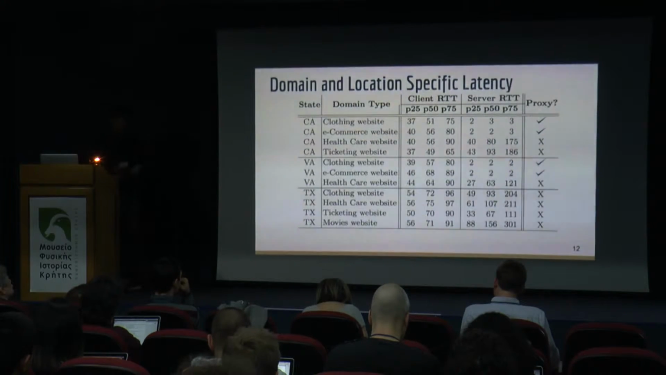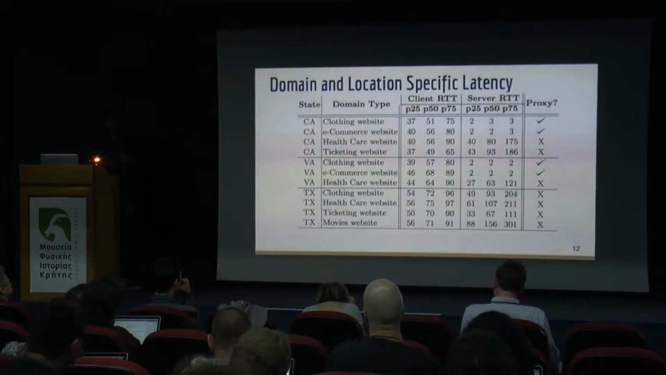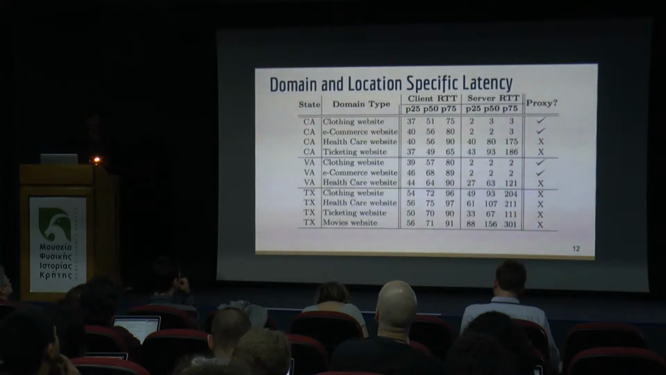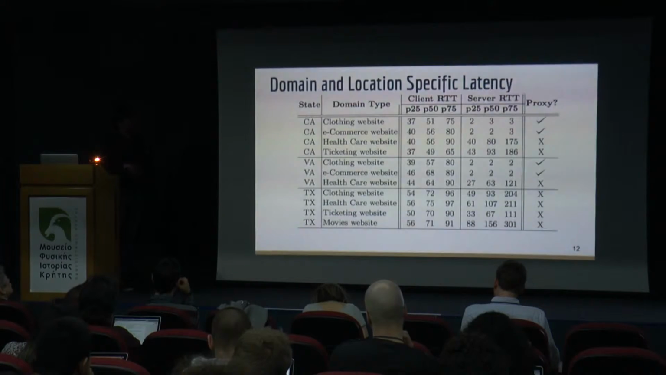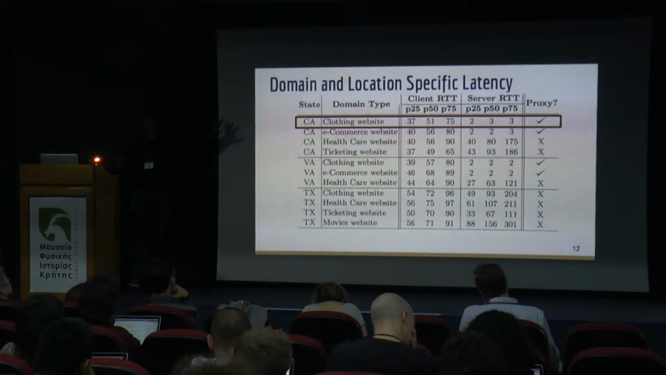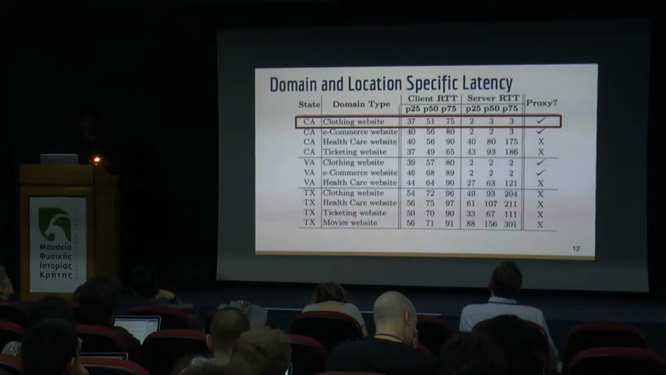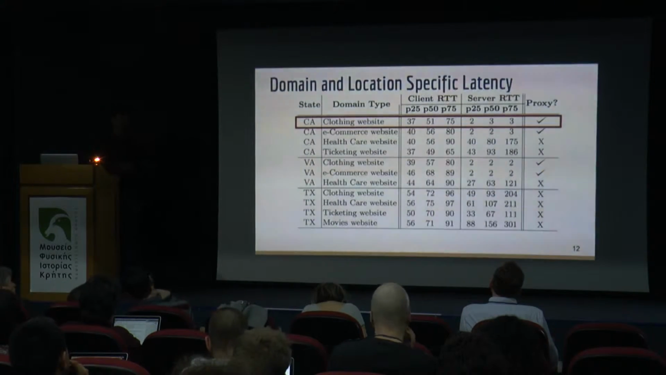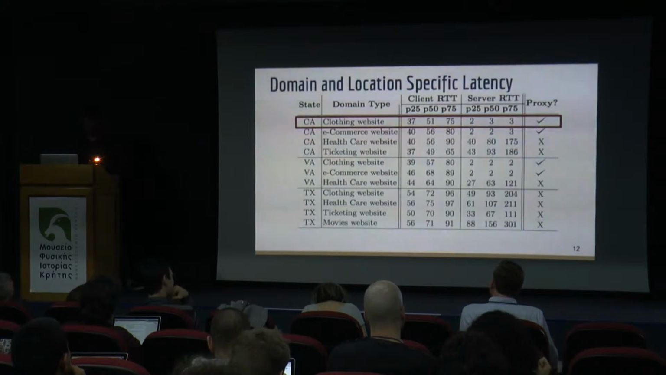To understand what's going on in the T-Mobile network, we classified our data based on the domain name as well as the location where Akamai servers were. So we found in this data that for a clothing website, and it could be any website, in California, servers estimate a latency of only about 2 or 3 milliseconds, whereas the clients estimate a latency of about 37 to 40 milliseconds.